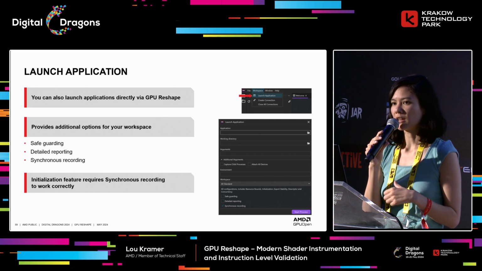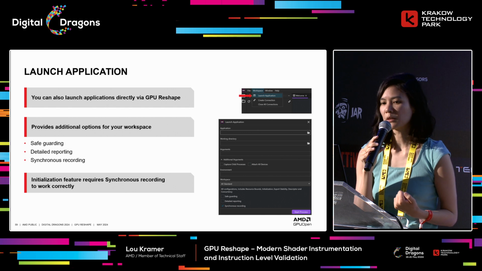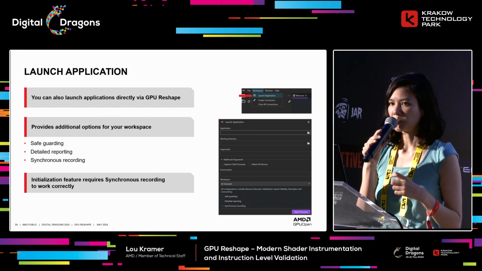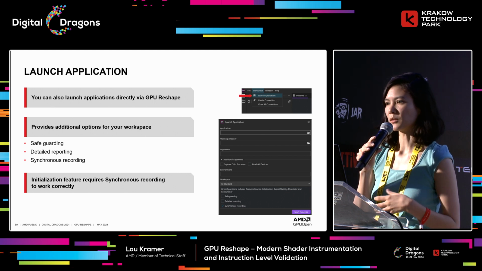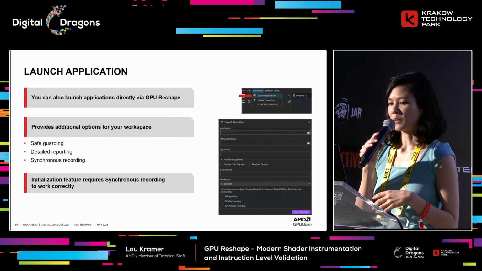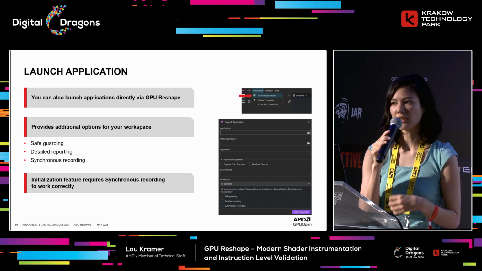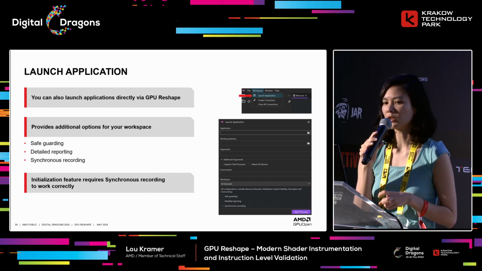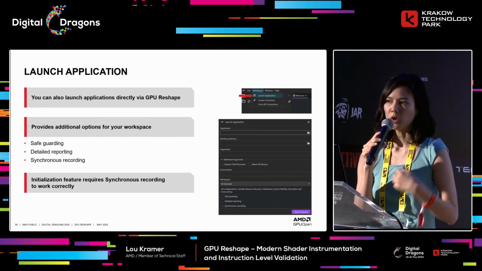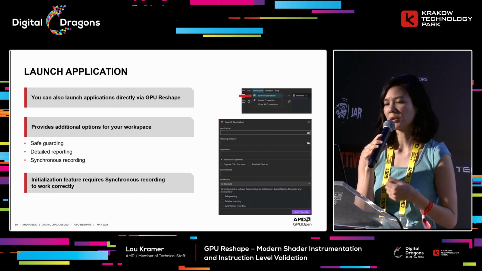If you go this route, you actually have additional options that you can provide. So you can enable safeguarding that Miguel was talking about. You can also request detailed reporting. So depending on the feature, you will get even more information than the usual reporting would give you. And you can also enable synchronous recording. Actually, synchronous recording is required for the initialization feature. And if you have the initialization feature enabled, it will force enable synchronous recording as well. And this is also the main reason, I would say, why you would want to use this launch application feature, in case you want to use the initialization feature, because it's required.